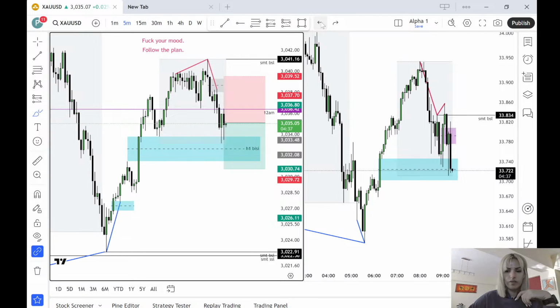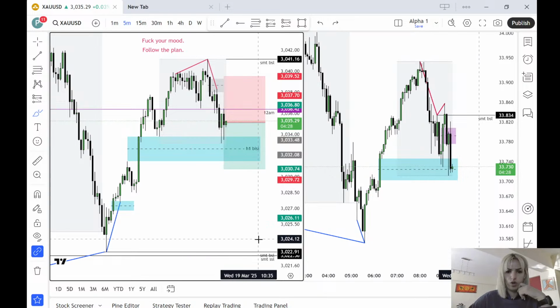It would be really a bummer if price wouldn't respect this setup and move lower. Really would be a bummer, because it's actually a great setup. Honestly, it really is a great setup.